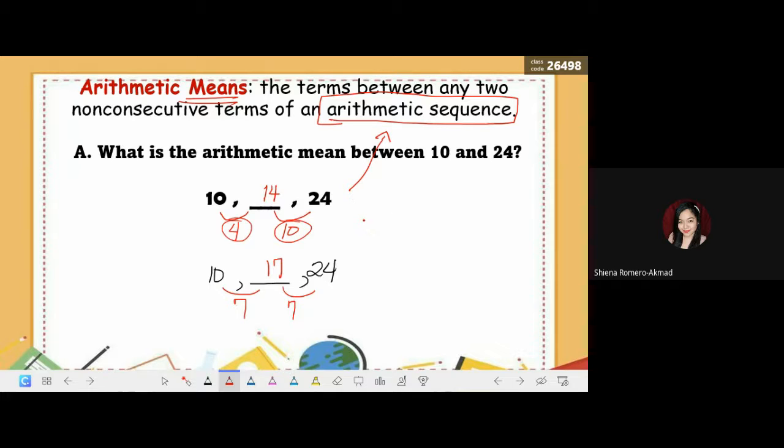So, which of the two answers is correct? Is it 14 or 17? To say na dapat arithmetic sequence siya. Oh, ano po? Is it 14 or 17? Wait lang, nagbabasa akong announcement. Okay, so sabi ng classmate ko, 17. How about the others?